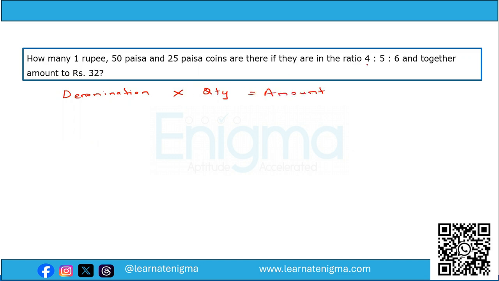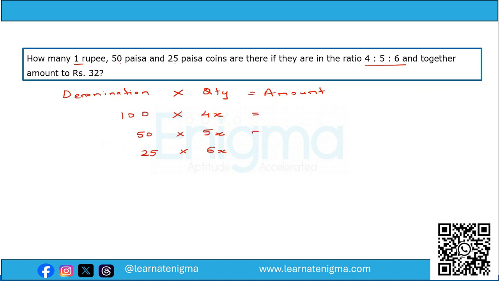Now, the ratio of quantities is given to us as 4 is to 5 is to 6. So we can assume the quantities as 4x, 5x, and 6x. Now the denominations are 1 rupee, 50 paise, and 25 paise. Now we'll have to either convert everything into rupees or everything into paise. So right now we'll convert everything into paise. So 1 rupee, that is 100 paise, 50 paise, and 25 paise.